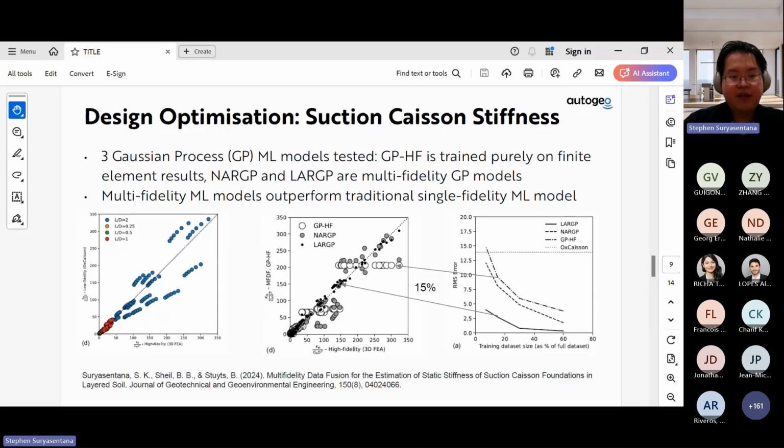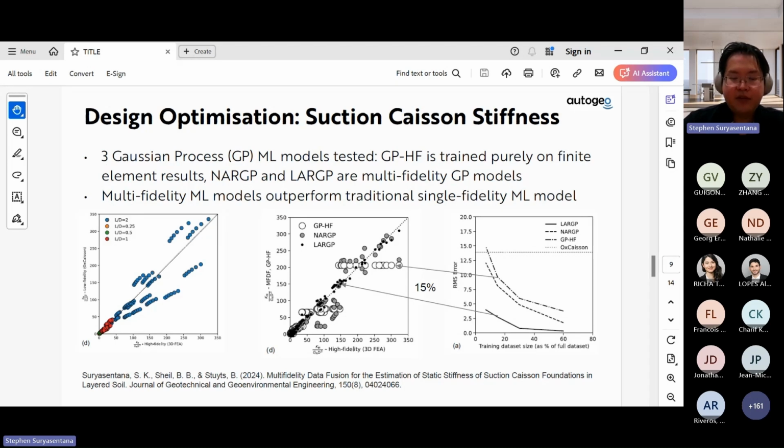So the figure on the left compares the simplified model calculations in over 400 different layered soil configurations against the benchmark 3D FE results. Evidently, you can see that there's significant errors with the simplified model calculations. So to test whether multi-fidelity modeling offers any advantage over traditional machine learning models, we evaluated 3 different models for the casing stiffness prediction problem. The first model is just a traditional Gaussian process machine learning regression model that is trained purely on the finite element results, while the other 2 are multi-fidelity Gaussian process models that are trained on both the FE results and the corresponding simplified model calculations.